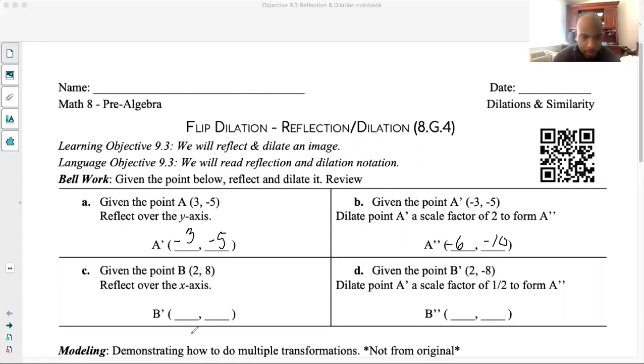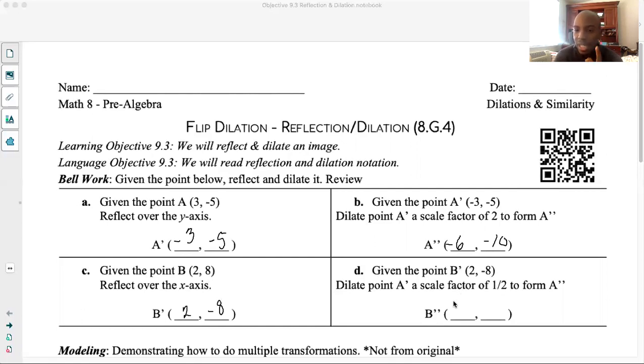Look at C. It says reflect over the x. I talked to you about that a little while ago. That means that the x is going to stay the same, whereas the y is going to be the one that's changing. When we look at D, we see that we have 2, -8.